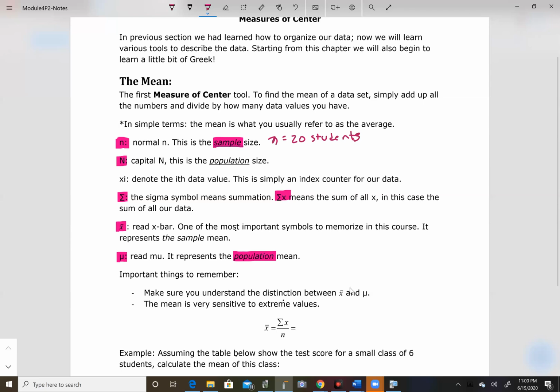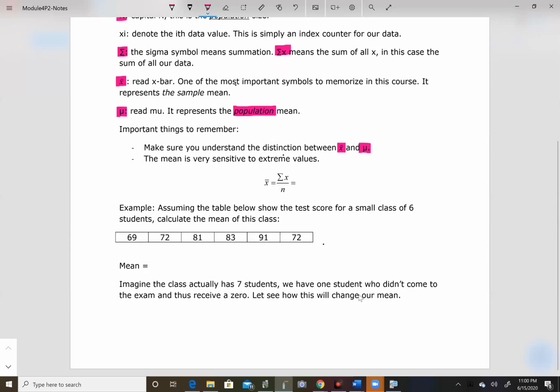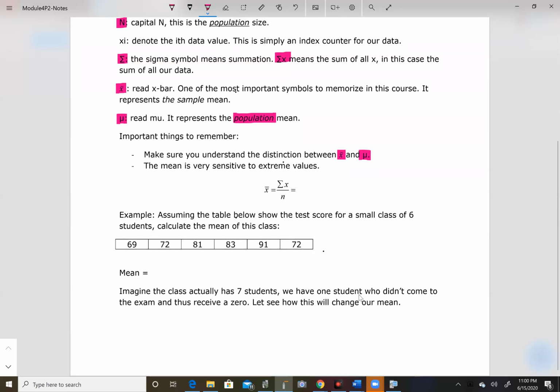We need, and this does become important, especially later on in this course, the difference between X bar and mu. And then it just wants us to think about how the mean is sensitive to extreme values.